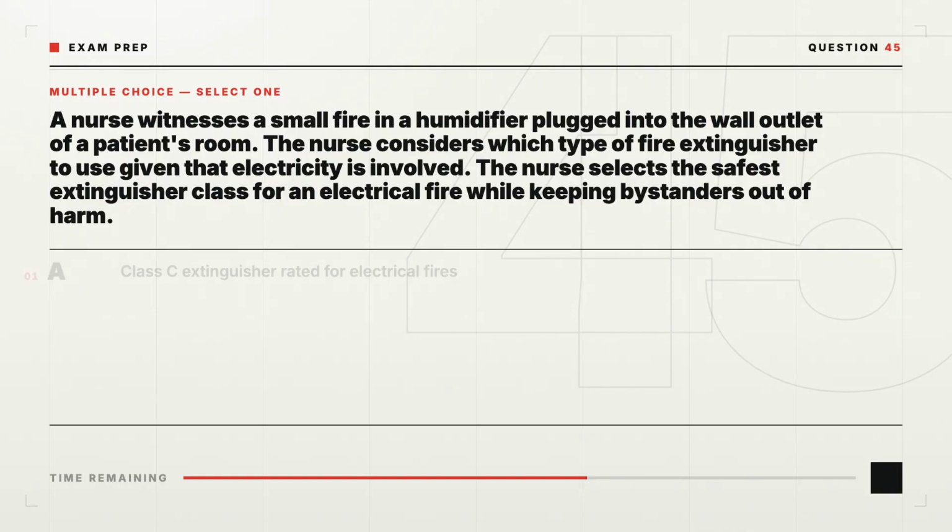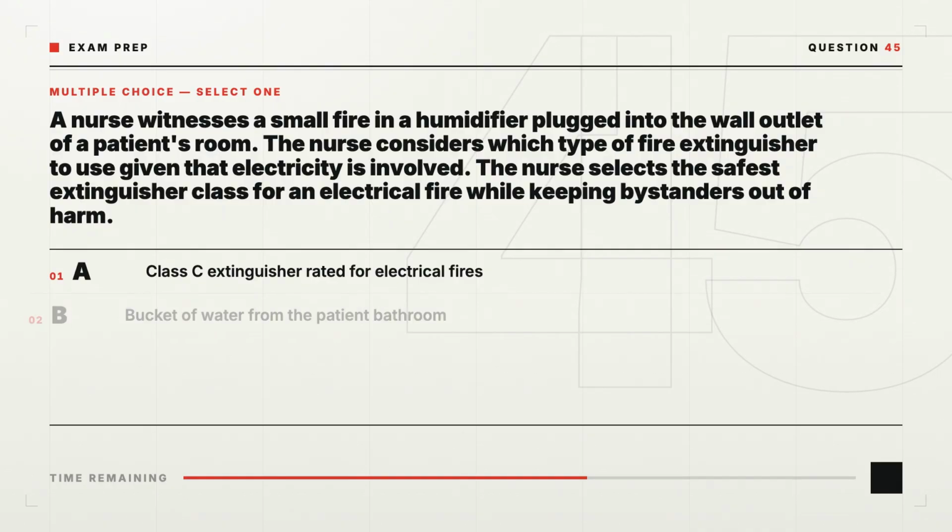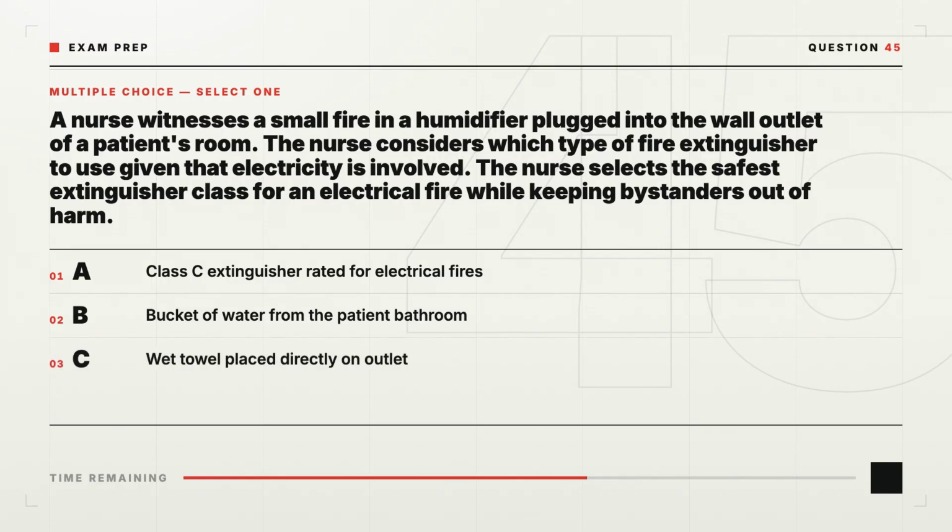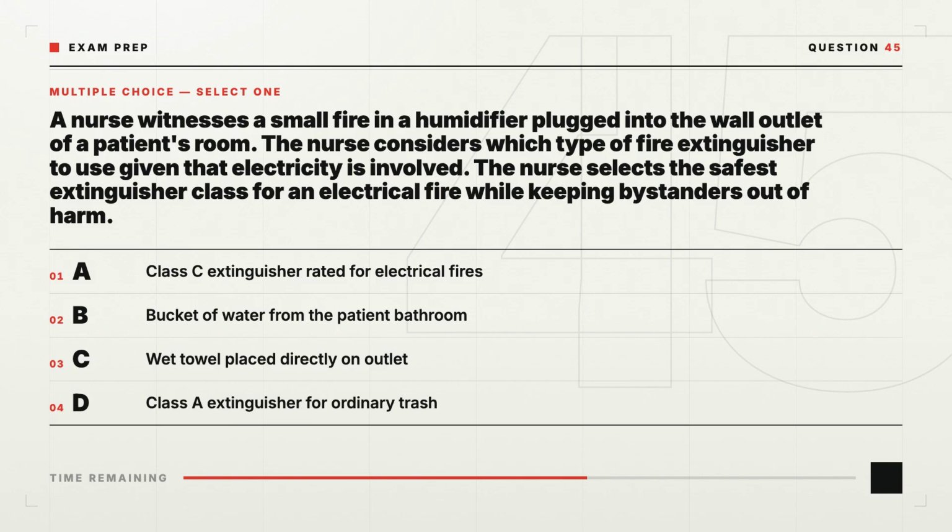Your options are A. Class C extinguisher rated for electrical fires. B. Bucket of water from the patient bathroom. C. Wet towel placed directly on outlet. D. Class A extinguisher for ordinary trash. Pick one. Trust your gut. Here's your chance to test yourself.